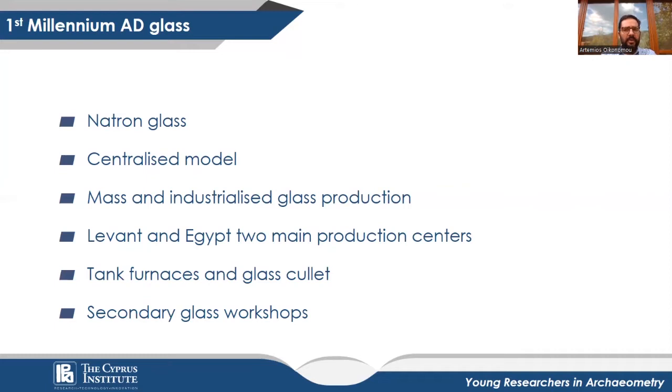There are two main production centers of glass, the Levantine coast and Egypt, where glass was produced in tank furnaces and then was further formed into glass objects in secondary glass workshops.